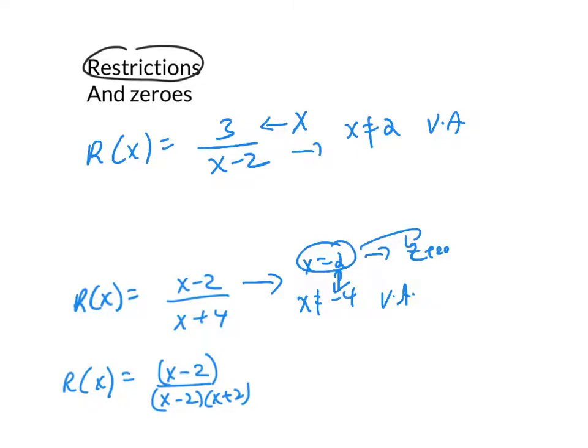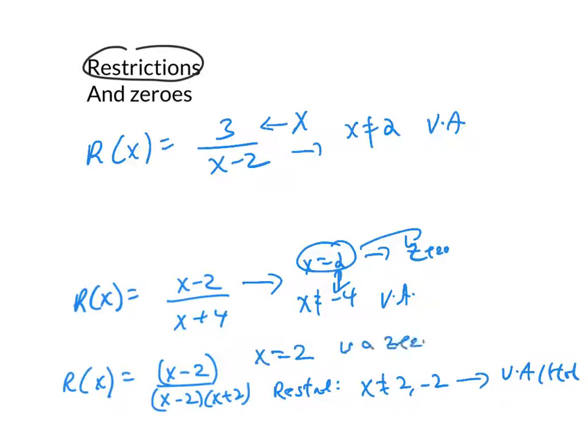Now for the bottom example here, it's always best to do your restrictions first, indicating what x cannot be. x cannot be 2 and -2. So these are either vertical asymptotes or holes. Now let's look at the numerator. The numerator in this case is going to be x equals 2. And you might think, oh, x equals 2 is a zero because it comes from the numerator.